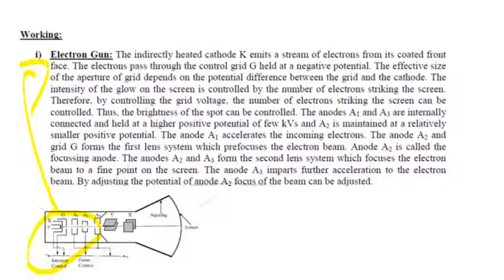The anodes A1 and A3 are internally connected and held at a high voltage potential, a few kilovolts, and A2 is maintained at a relatively small potential. Anode A1 accelerates the incoming electron and A2 is the focusing anode. The anode A3 imparts further acceleration to the electron beam. By adjusting the potential of anode A2, the focus of the beam can be adjusted.